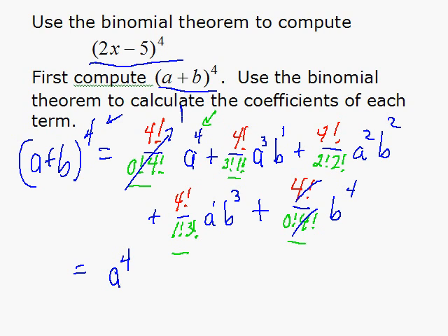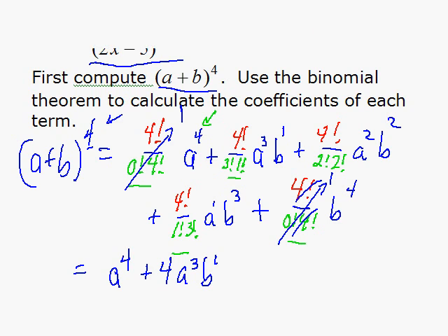And you can see the 4 factorials cancel, the 0 factorial is 1, this is 1. So the last term is 1. The next term has the same value as the power. So here's a 4, a cubed b to the first. Okay. And now I have to just compute this term, 4 factorial over... I will create some room. Okay, 2x minus 5. All right, I'll create some room up here.